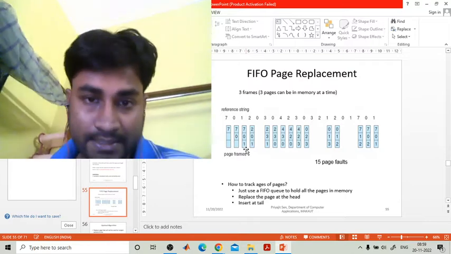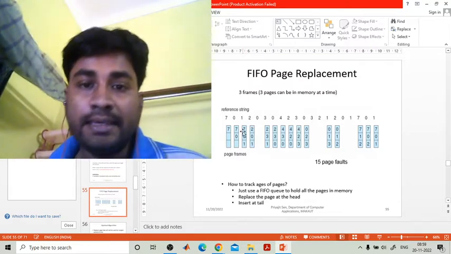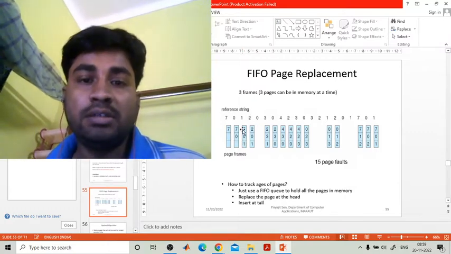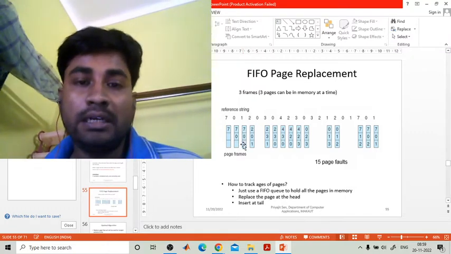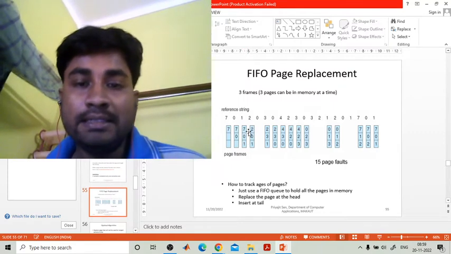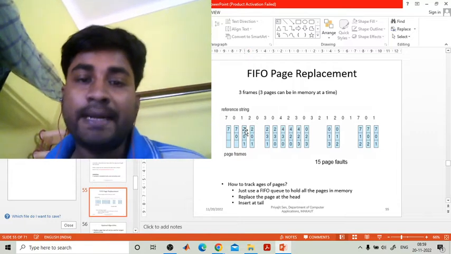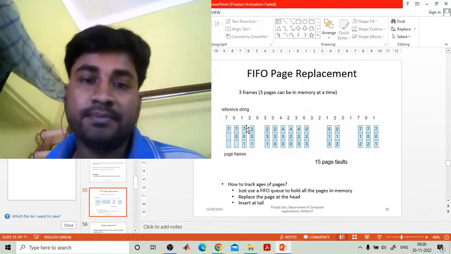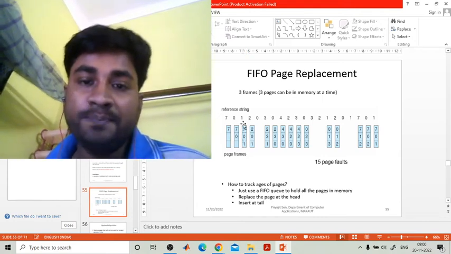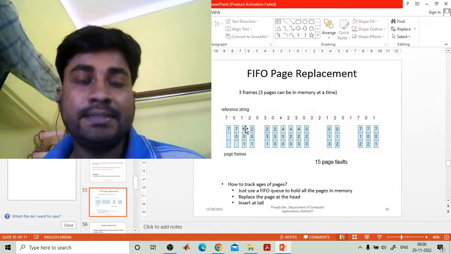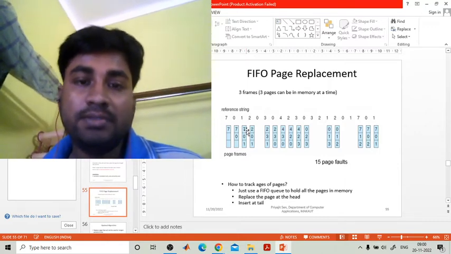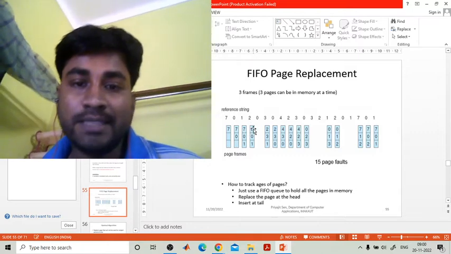Okay, next page is 2. Is 2 found in this location or not? 7 0 1 is here, so 2 is not matched with any element or any pages. So what we have to do, we have to replace 2 with the first one, first come first serve, or first in first out. So among these 7, 0 and 1, what came first? 7 came first, right?